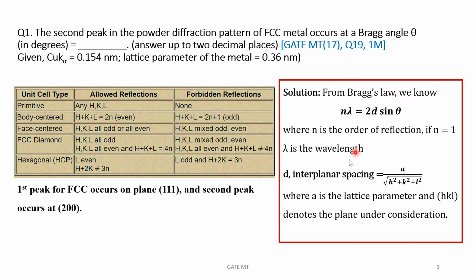Next is the equation for d, the interplanar spacing. d is equal to a by root of h square plus k square plus l square, where a is the lattice parameter of the material under consideration, and HKL denotes the plane under consideration, that is, the Miller indices we have identified here. Now that we have the two equations required for solving, n lambda is equal to 2d sine theta, where d can be substituted by a by root of h square plus k square plus l square. We have a, we have HKL values, therefore we have d, and lambda is given to us. Therefore, the only term missing here is sine theta.